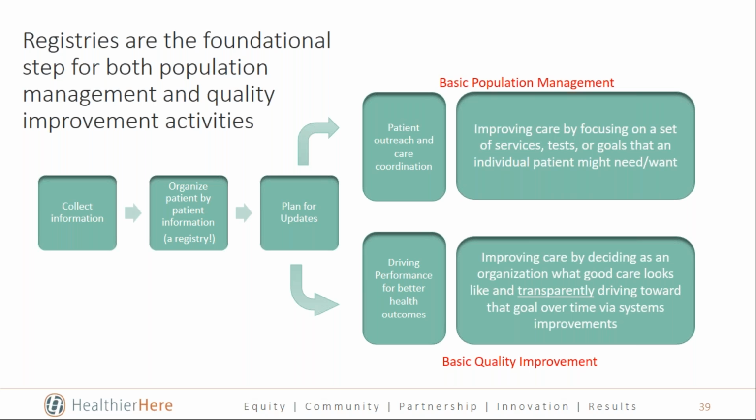So essentially, they start out the same way. You have to organize the data patient by patient. You have to figure out how you're going to update it, which essentially means how you're going to add new members, and are you going to update it weekly or monthly? And then you can use it two ways. You can use it for the patient outreach and care coordination that Jeff was talking about, but you can use that same list of patients to drive performance once you decide what services, tests, or goals are important to provide the best quality of care for that population.